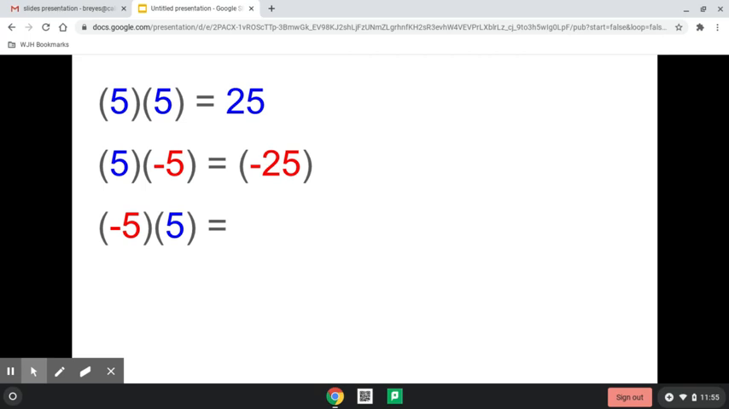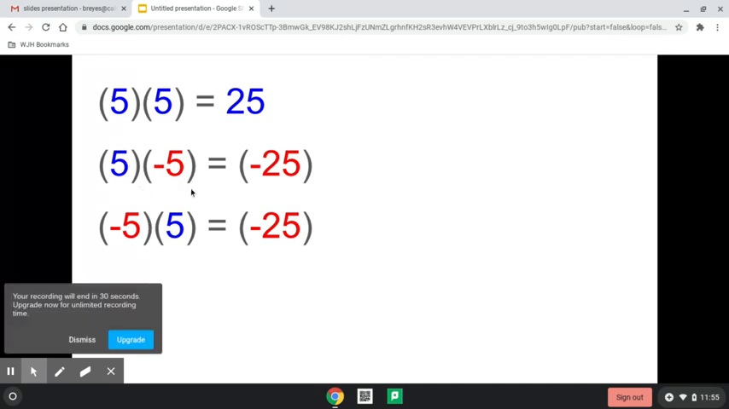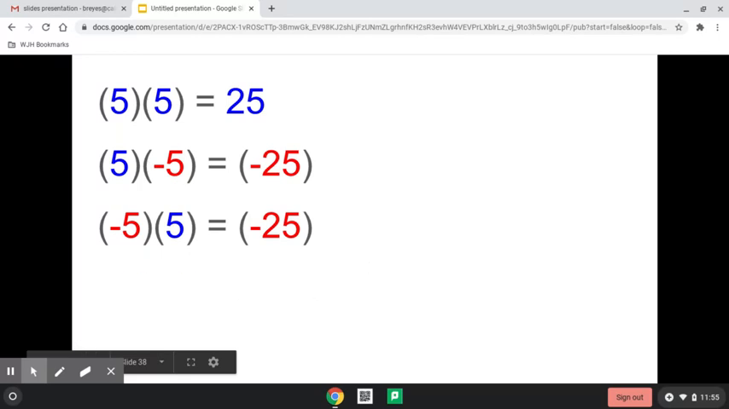Now negative times a positive, what will that equal? You said negative 25, you were correct. They are the same. Remember, in multiplication, we switch these two numbers around, the factors, and it doesn't change the answer. Okay, so now here's a new one.